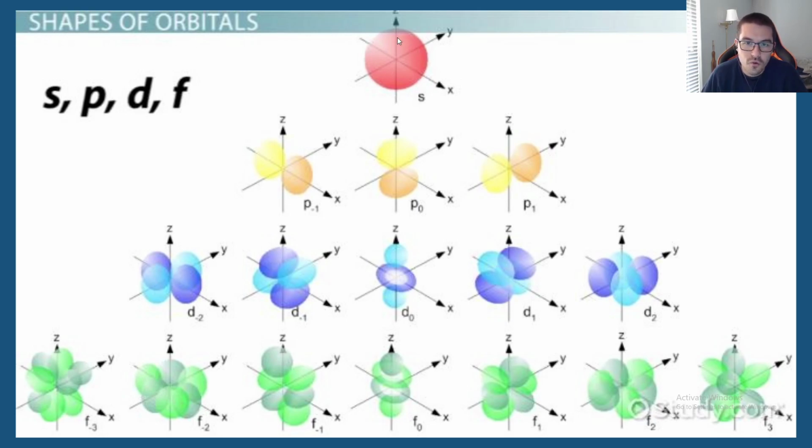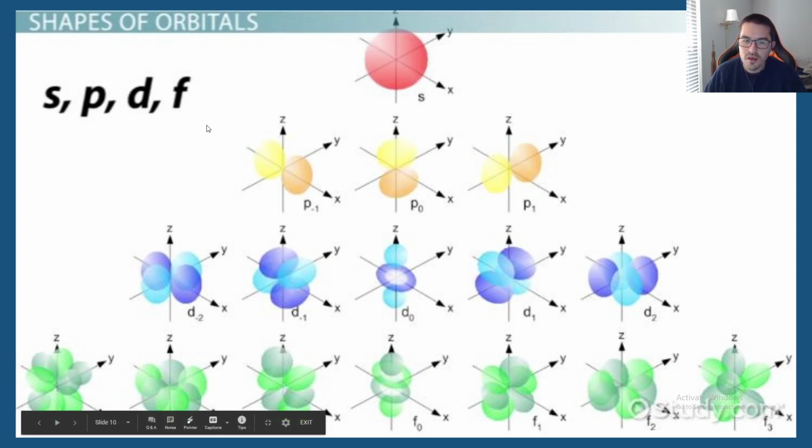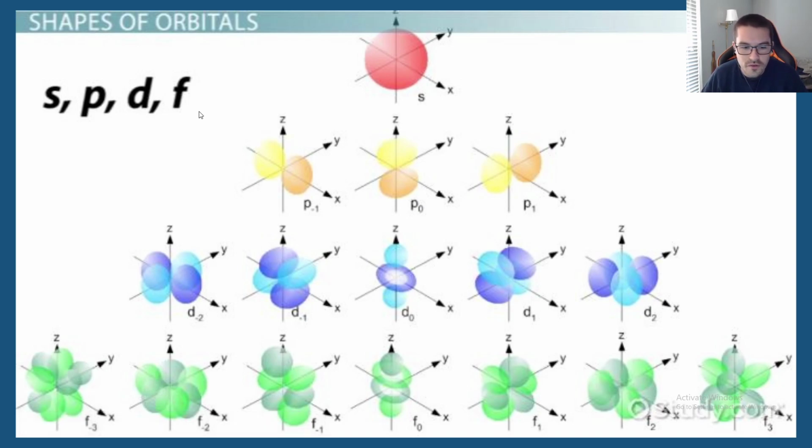This right here is an s orbital. It's like a sphere. The p orbital is actually composed of three different orientations: one in the x-axis direction, one in the z-axis direction, one in the y-axis direction. These are d orbitals down here and then f orbitals down here. Like I said before, don't freak out about it. I just wanted to show you what these different shapes are.